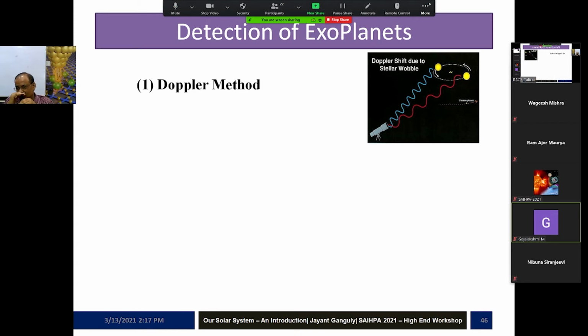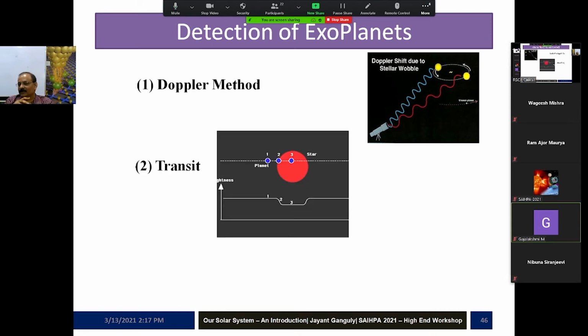It has to observe stars in certain directions and record all these things. One of the methods was the Doppler method, in which, as the planet moves about the central star, the radiation coming from it shifts in frequency, and this shift is calculated to find out that there is something orbiting. So that is called the Doppler shift method.